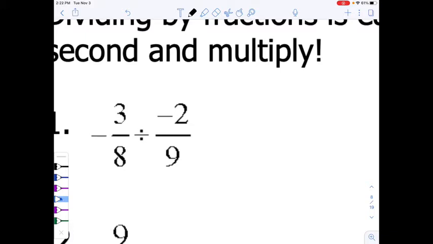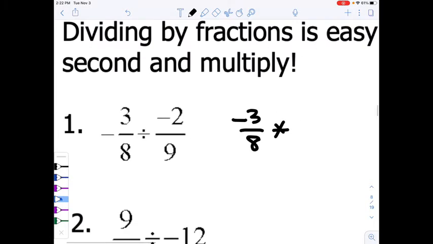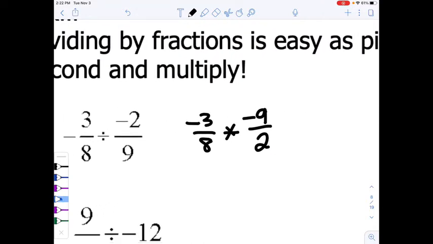We keep, change, flip. We keep -3/8. We change to multiplication. And then we flip. Instead of -2 over 9, we're going to write that as -9 over 2. And now that I have multiplication, I can look for opportunities to cross simplify. So I look and I see -3 and 2, nope. 8 and -9, can't simplify. So now I'm just going to multiply. The numerators, -3 times -9 is 27. And then the denominators, 8 times 2 is 16.